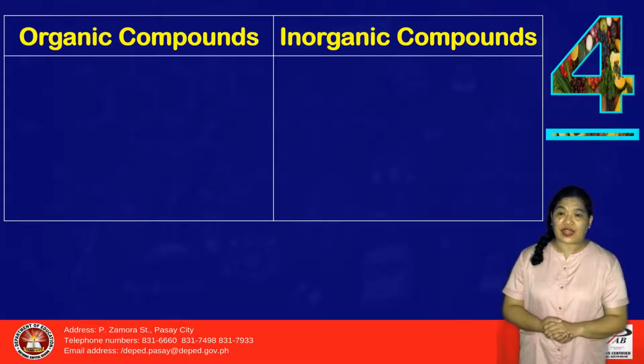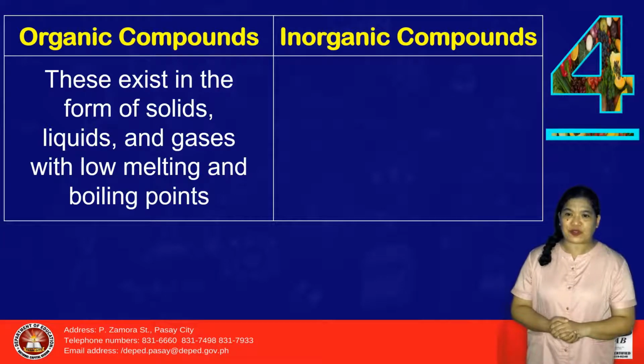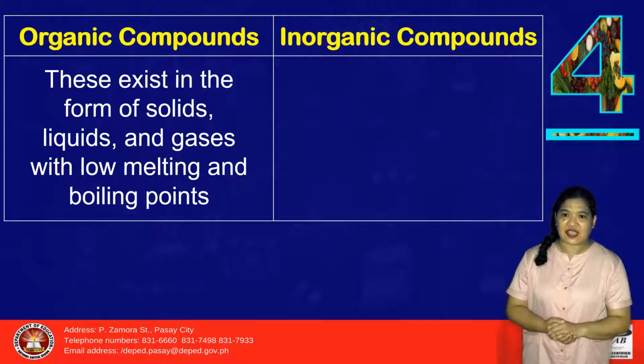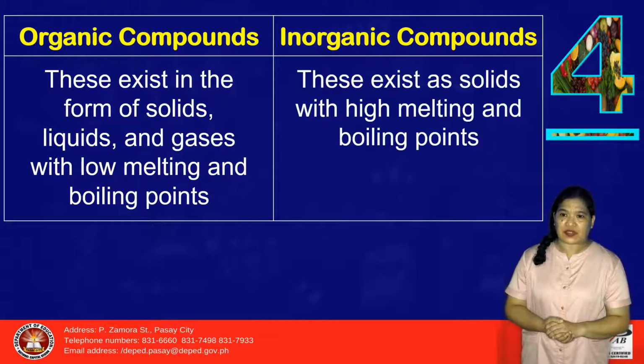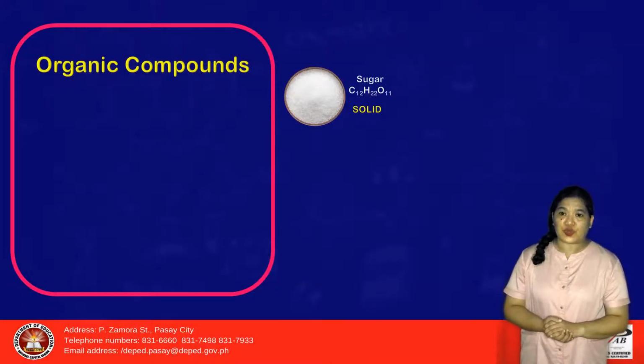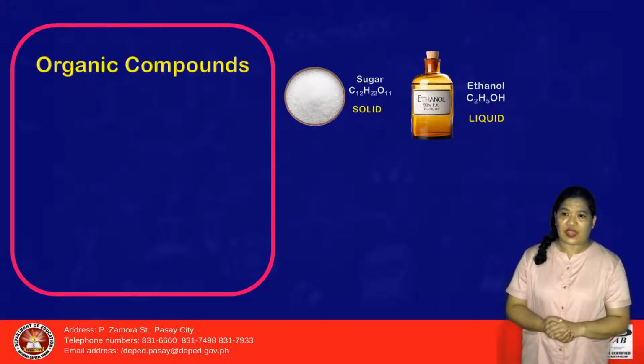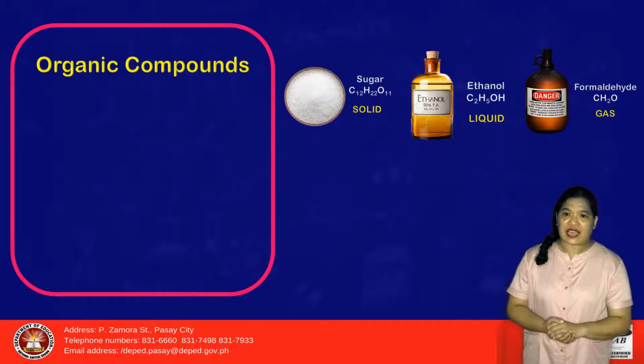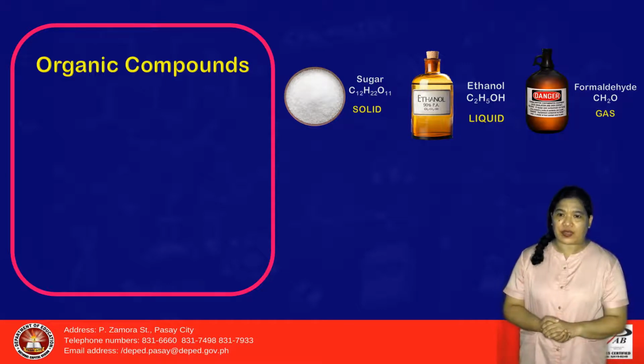Number 4. Organic compounds exist in the form of solids, liquids, and gases with low melting and boiling points, while inorganic compounds exist as solids with high melting and boiling points. It is because of the difference in their chemical bonds. Sugar, C12H22O11, ethanol, C2H5OH, and formaldehyde, CH2O, are solid, liquid, and gas respectively, that have low melting and boiling points.